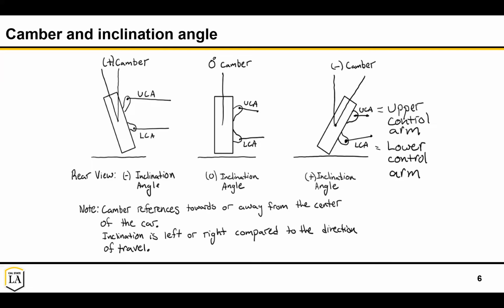So this is kind of a rear view, looking at a left tire, showing the upper control arm and the lower control arm, so it's the UCA, LCA. If the tire at the top is away from the vehicle, we call that positive camber. If the top is towards the vehicle, we call that negative camber, and zero camber is straight up and down. You'll see the definition of positive and negative inclination angles, and those are just important for single tire tests where you don't have a center of vehicle to reference.